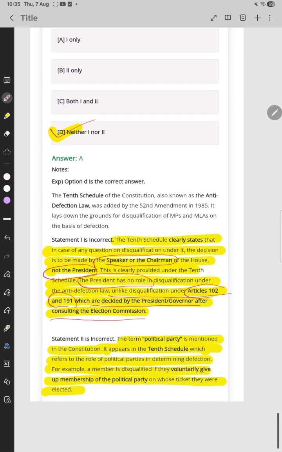Statement 2 is also incorrect. The term political party is mentioned in the Constitution in the 10th Schedule, which refers to the role of political parties in determining defection. For example, a member is disqualified if they voluntarily give up membership of the political party on whose ticket they were elected.